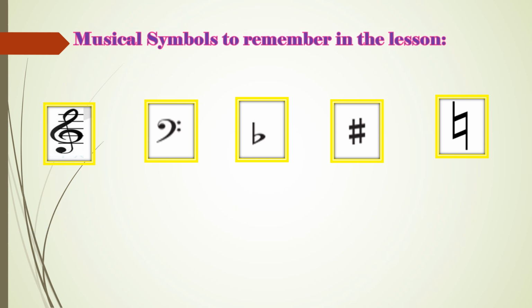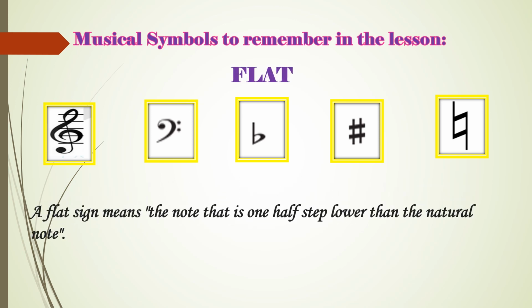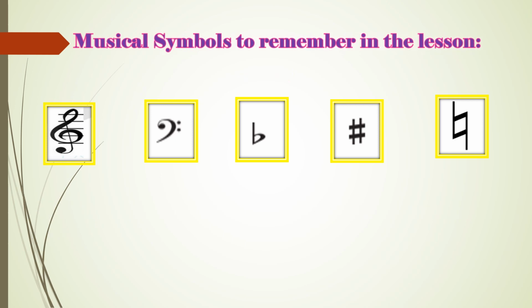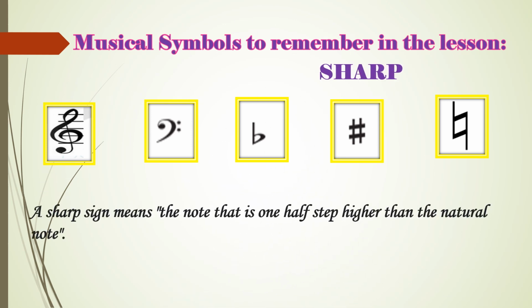What about the third symbol? Fantastic! It's flat. A flat sign means the note that is 1/2 step lower than the natural note. What about the fourth musical symbol? Great job! It's sharp. A sharp sign means the note that is 1/2 step higher than the natural note.